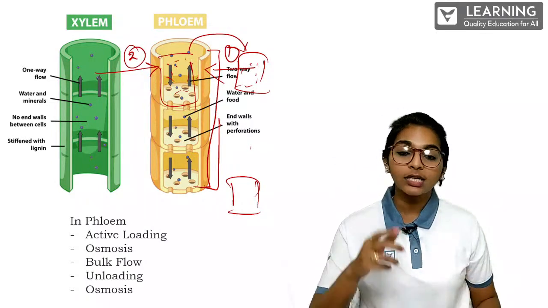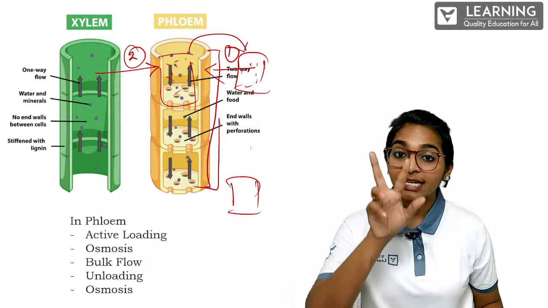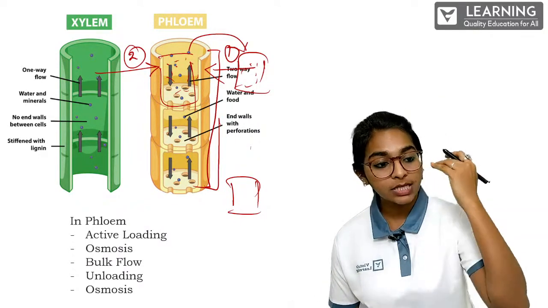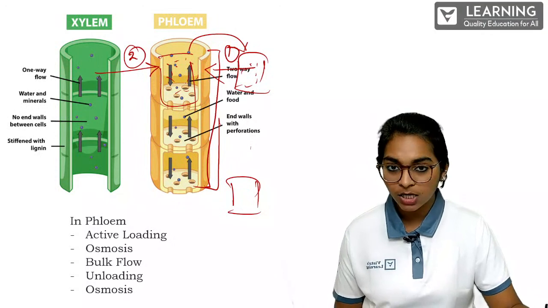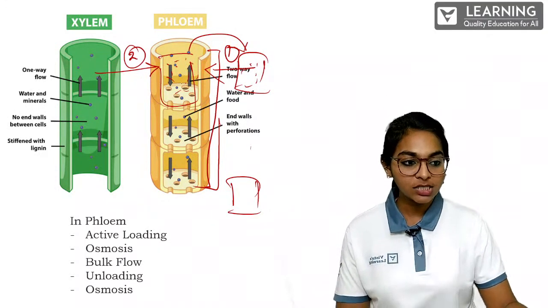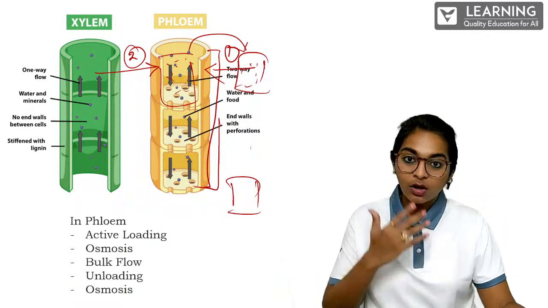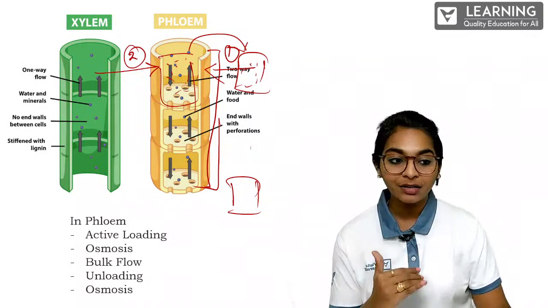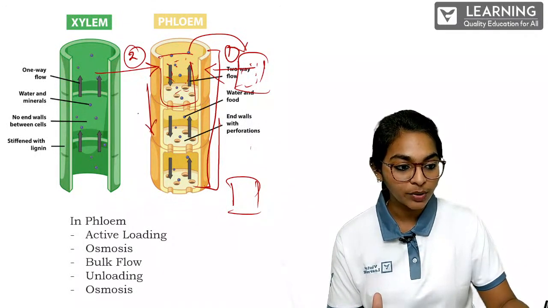How is it moving? Is only the sap moving? No, the entire bulk is moving. Just imagine this to be a train. The first class compartment, second class compartment, this is the first class compartment. So this compartment is moving together. The entire bulk is flowing down. So this is called bulk flow, which means it is moving down.